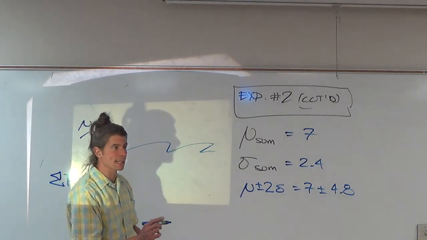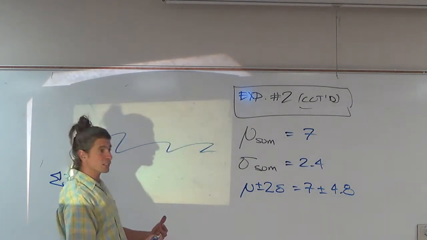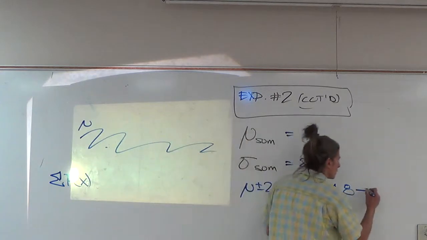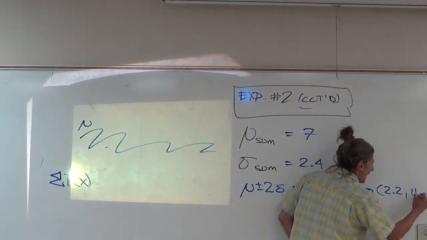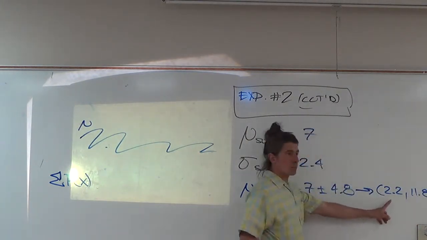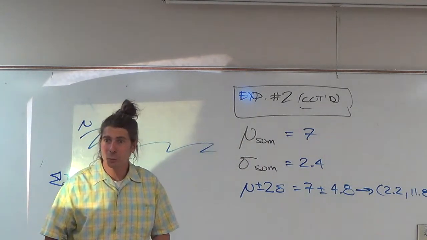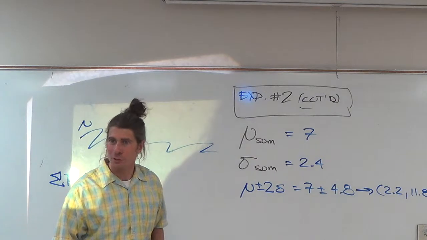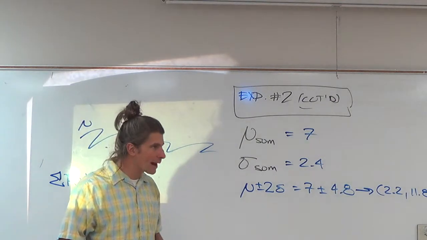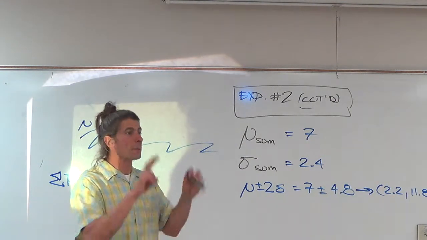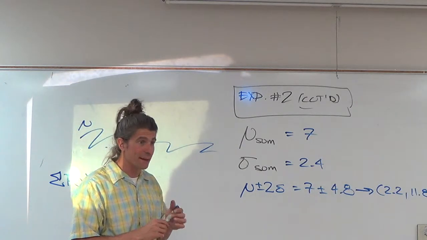7 plus 4.8 is 11.8. 7 minus 4.8 is 2.2. So anything outside of 2.2 to 11.8 would be considered an unusual sum. Well, 2 is a little bit outside of 2.2, and 12 is a little bit outside of 11.8. So that sounds to me like they would be considered the unusual events.